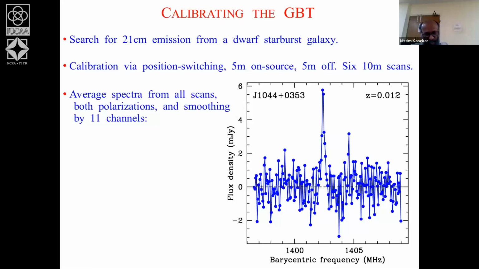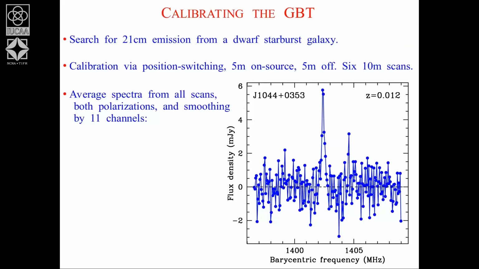The GBT's design, the off-axis unblocked aperture design, has now been implemented in the MeerKAT telescope, and will be implemented in the Square Kilometre Array, which are interferometers. That's very interesting. Thank you.